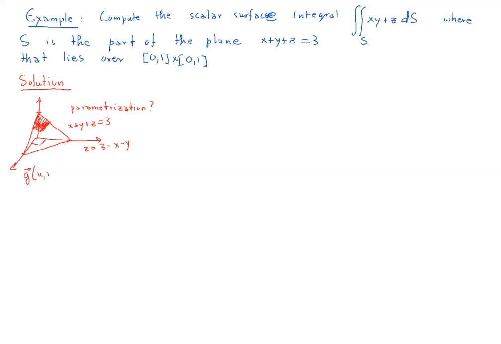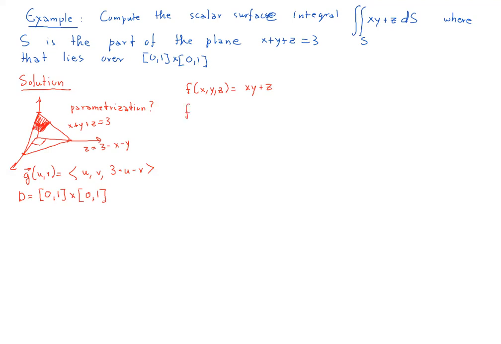So we have a graph parameterization. How do we form graph parameterizations? We juxtapose the independent variables with the dependent ones. And the domain of this parameterization is simply the projection of the surface onto the xy plane, meaning [0,1] cross [0,1]. Now, the underlying function here is f of x, y, z equals xy plus z. And we can actually compute everything now.